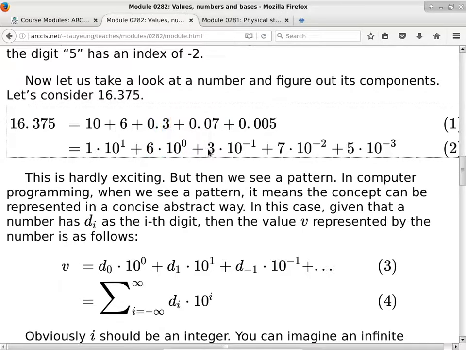0.3 is expressed as 3 times 10 to the power of -1. 0.07 is re-expressed as 7 times 10 to the power of -2, and so on. But there's a regularity on the second line that is lacking on the first line. What is it? Base 10 is expressed. Each term in the addition is a power of 10. It's a quantity times a power of 10.